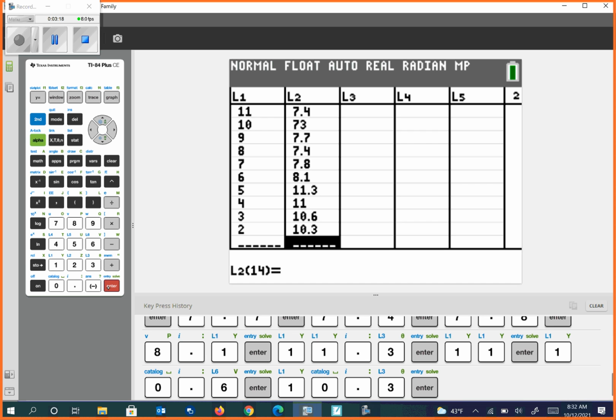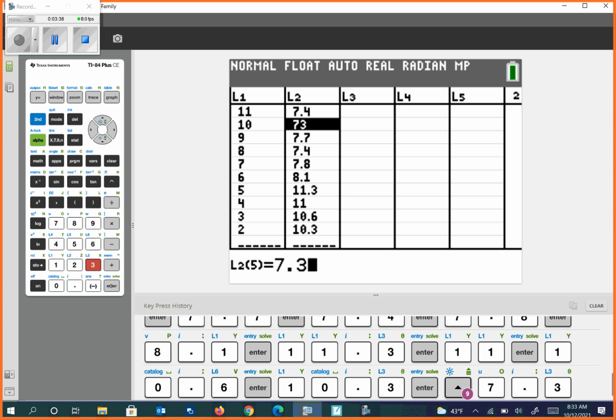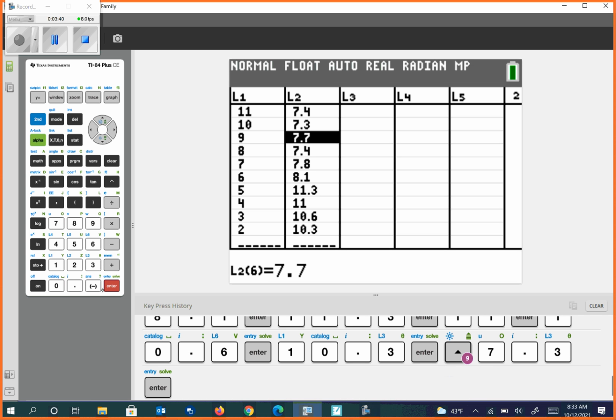So it says create a scatter plot. What'd I do? I made a mistake. Is that supposed to be a 7.3? Yes, okay, thank you. That would definitely be an outlier. And my gosh, I hope we don't ever get to 73% unemployment rate.